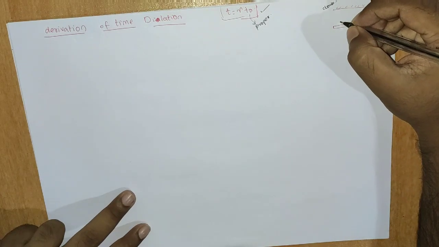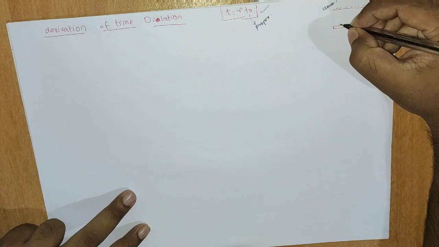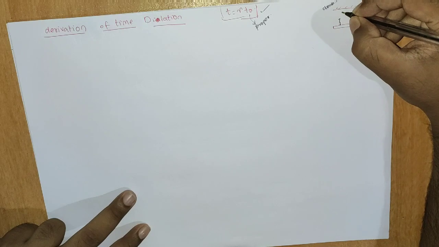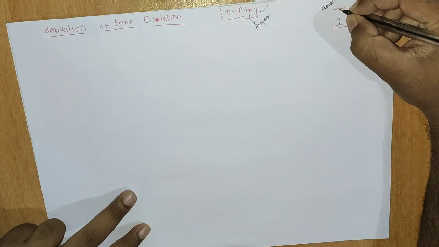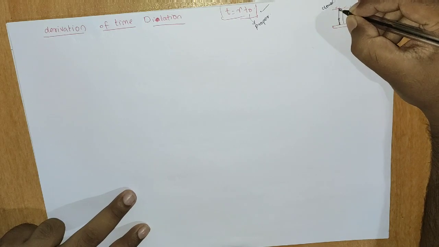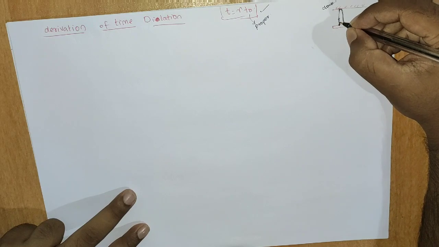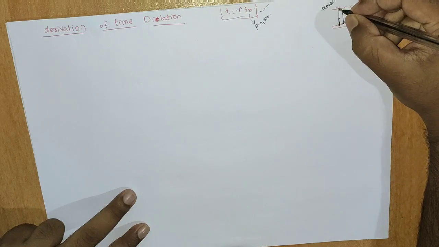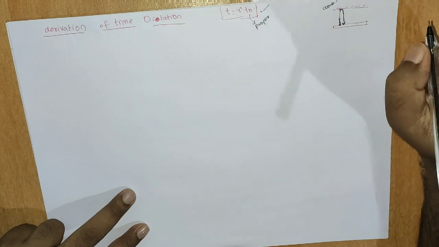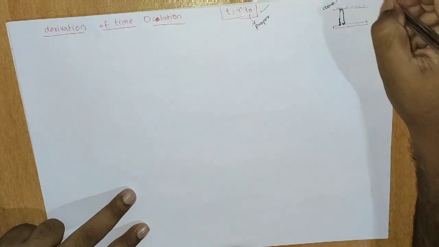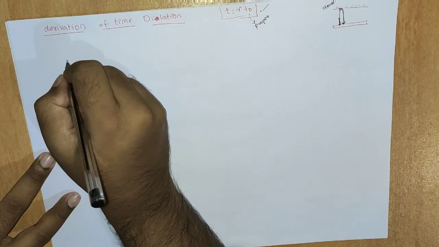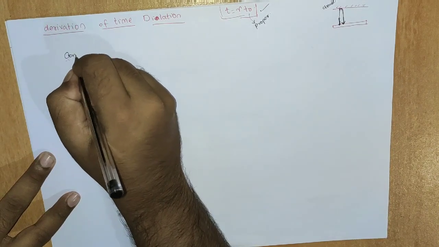What we are doing is that we send a light pulse, and it hits here and comes back. This is one clock time. It will start from here, hit here and come back. This is one clock pulse. This is the type of clock we are going to consider. Okay, so we are considering two clocks.